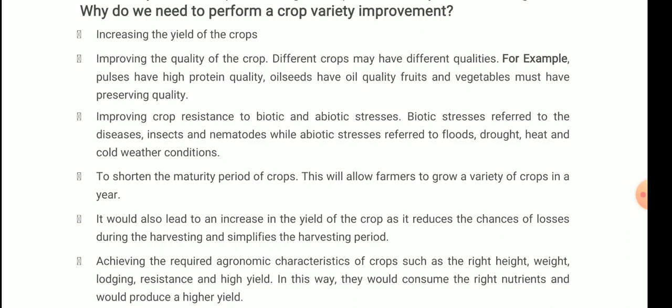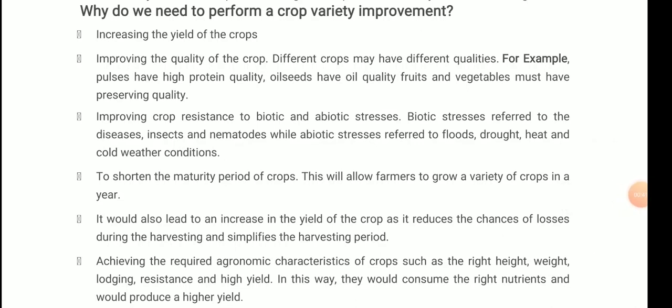So we are discussing the chapter Improvement in Food Resources, and in the last video we were discussing crop improvement programmes. So why do we need to perform crop variety improvement? We discussed the following points: increasing the yield of the crops. Second, improving the quality of the crop, because different crops may have different qualities. For example, pulses have high protein quality, oilseeds have high oil quality, fruits and vegetables have high preserving quality. Improving crop resistance to biotic and abiotic stresses.